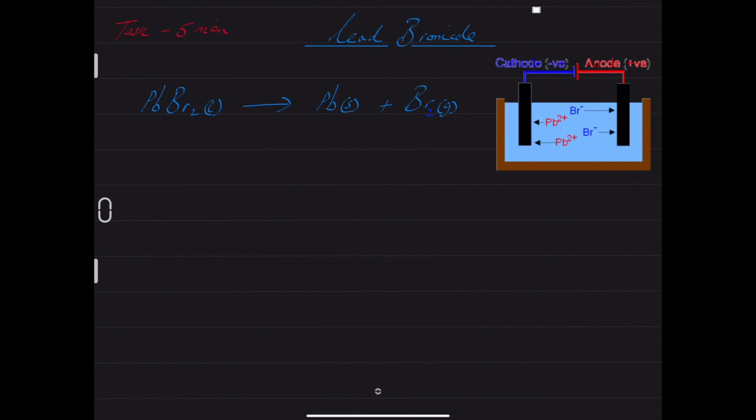So pause the video here and take 5 minutes. It shouldn't take you the full 5 minutes. You should be able to do this under 5 minutes. State the 2 ionic half equations fully balanced and state what is happening in terms of oxidation and reduction at the cathode or the anode regarding the lead ions and the bromine ions.